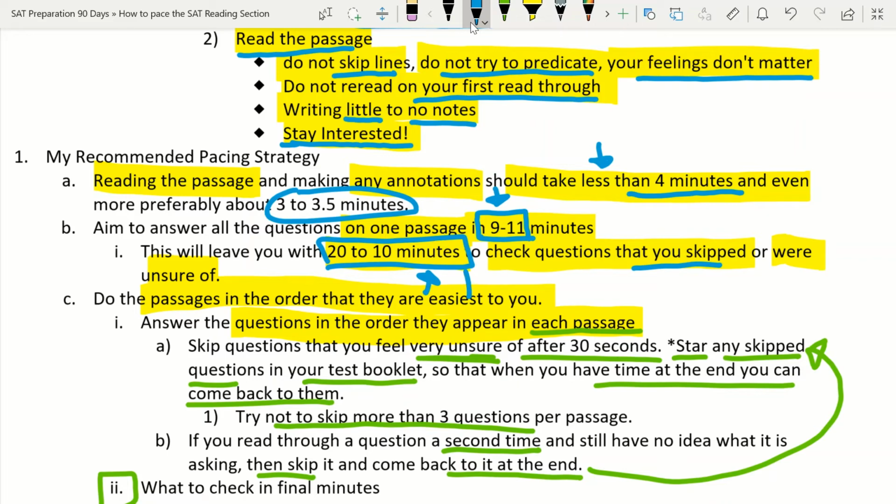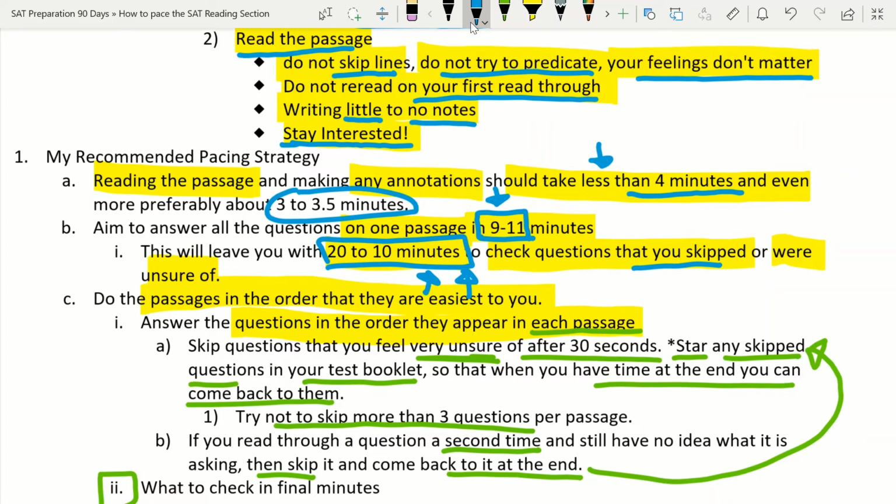What this is going to do is leave us with 10 to 20 minutes at the end to check our work, and check any questions we skipped or were unsure of, which will really help us make sure that we're being as efficient as possible. Now, we want to do the passages in the order that they're easiest to you. Keep in mind today you're only going to be doing one passage, so you're not going to be able to apply that concept today. But overall, I think that gives you a good idea of what you'll be doing.